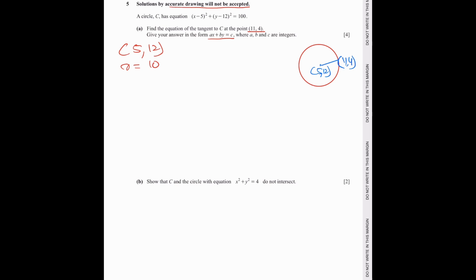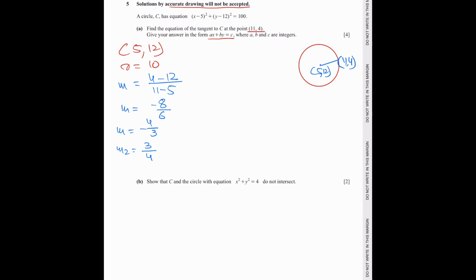Now you need to find the gradient first of all. So it is 4 minus 12 over 11 minus 5. So m is equal to minus 8 over 6. M is equal to minus 4 over 3. The tangent is perpendicular to the radius, so m2 is the negative reciprocal. It is 3 by 4.